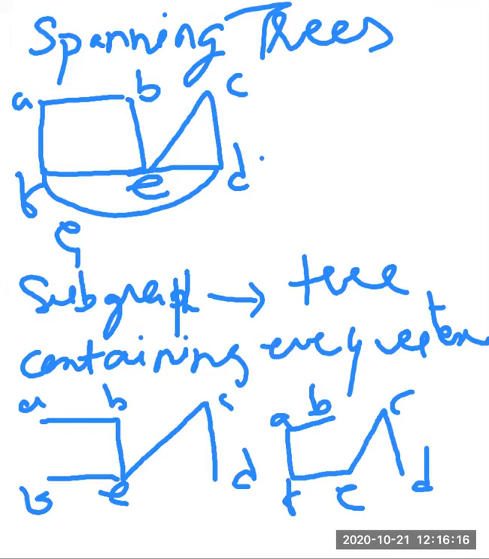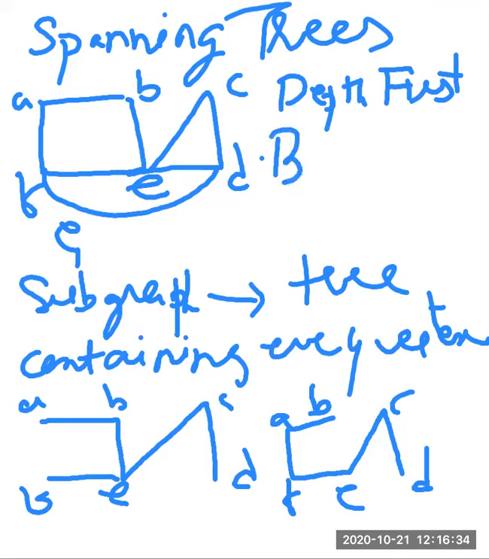And to generate a spanning tree from a graph, there are two basic search algorithms: depth first search and the second algorithm, breadth first search.